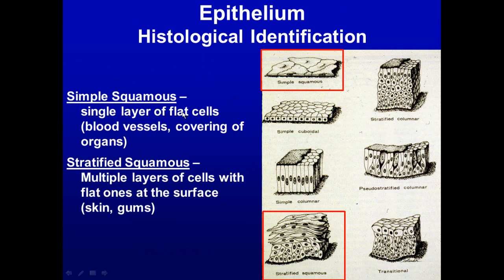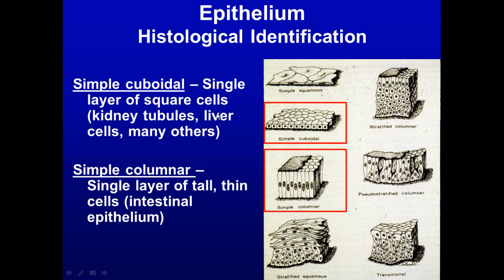Stratified squamous epithelium. Simple is one layer. Squamous is flattened cells, blood vessels. Covering organs, you have these flattened cells, simple squamous. Stratified squamous is like the skin, the epidermis of the skin. The top cells are flat like these, but they have more than one layer and they do not all touch the basement membrane. Again, each one of these epithelia sits on the basement membrane.